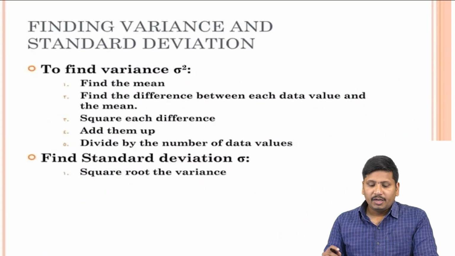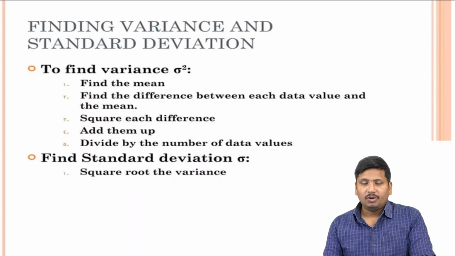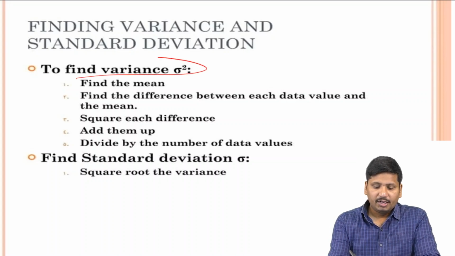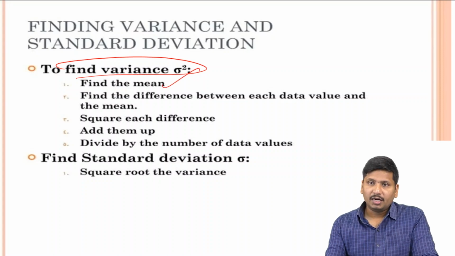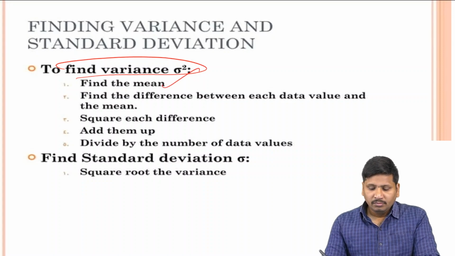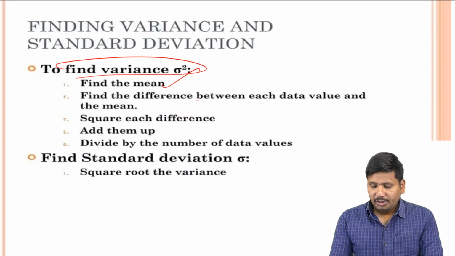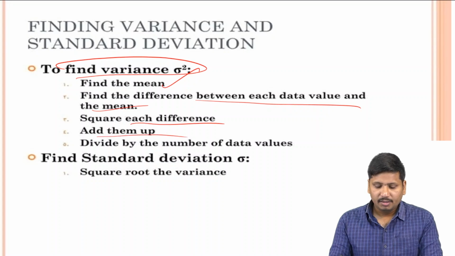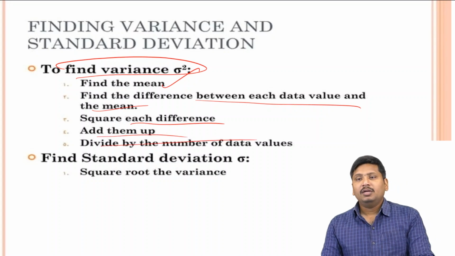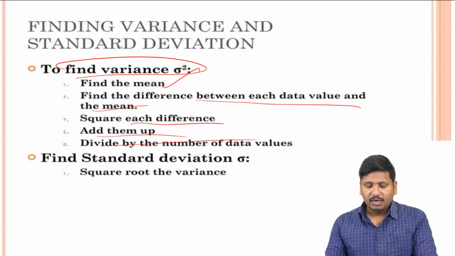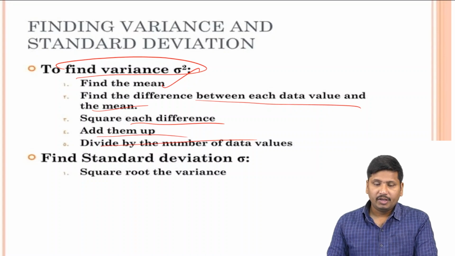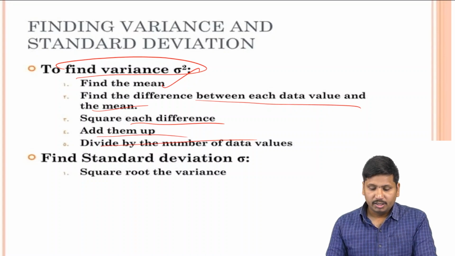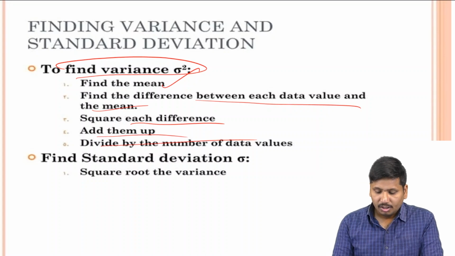For finding the variance and standard deviation, what steps do you have to follow? For finding the variance, sigma square, first we calculate the mean. Find the difference between each data value and the mean value, then square each difference, add them up, and then divide by the number of data values. And for the standard deviation, if I apply the square root to the variance, then automatically it is the standard deviation. See here: 1, 2, 3, 4, 5.